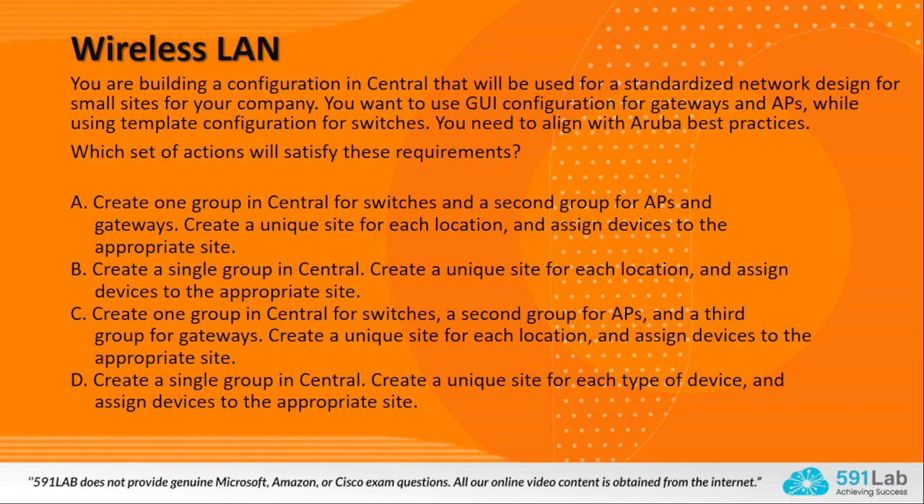Option C. Create one group in Central for switches, a second group for APs, and a third group for gateways. Create a unique site for each location and assign devices to the appropriate site. Since APs and gateways use GUI based configuration method and all small sites use similar configurations, it is possible to group them in a single GUI based group. No need to have two separate groups for APs and gateways. So this is not correct.